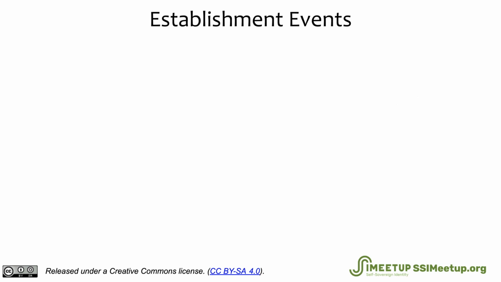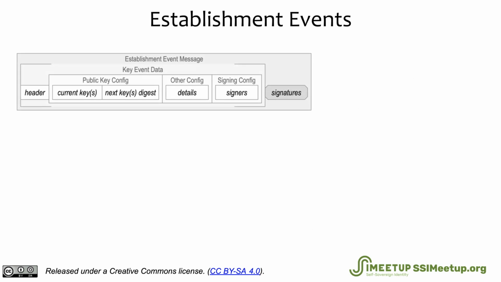There are two types of events. There are establishment events, which establish control authority. So control authority is what are the authoritative key pair at any point in time. For a trivial system, there's one authoritative key pair and it never changes.